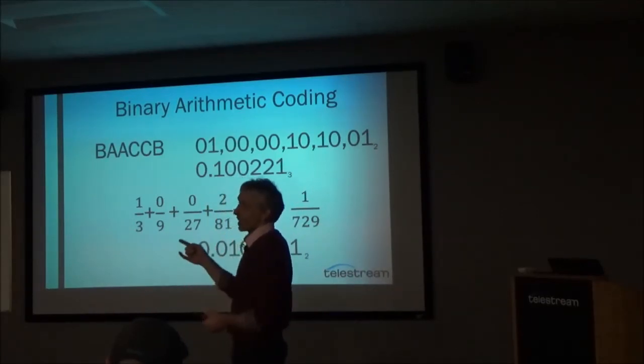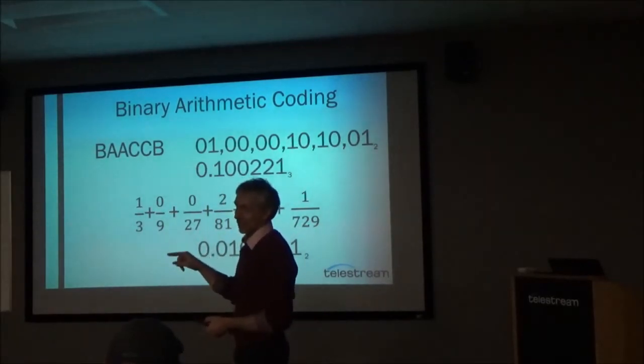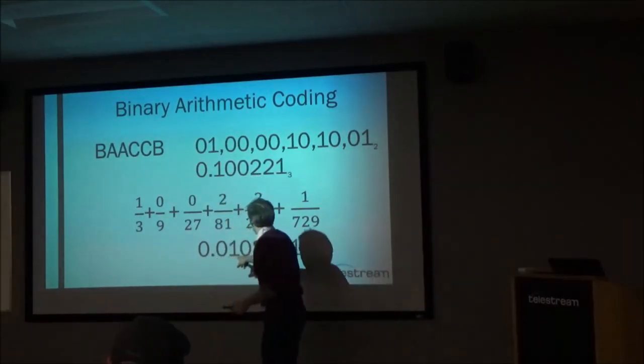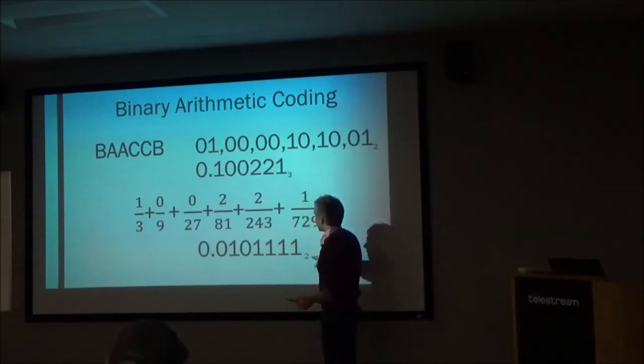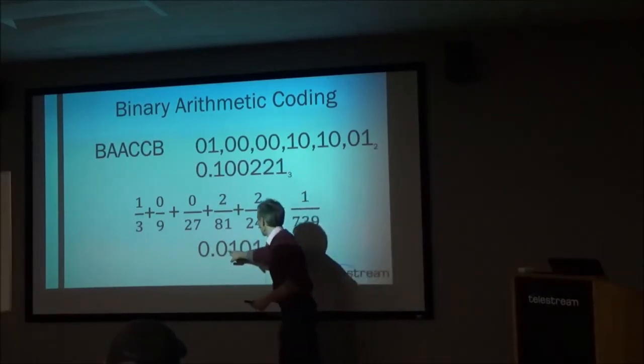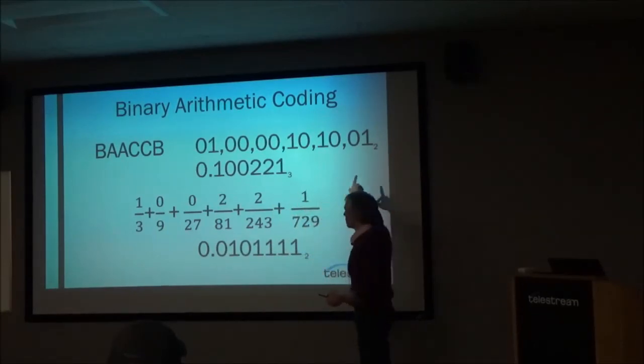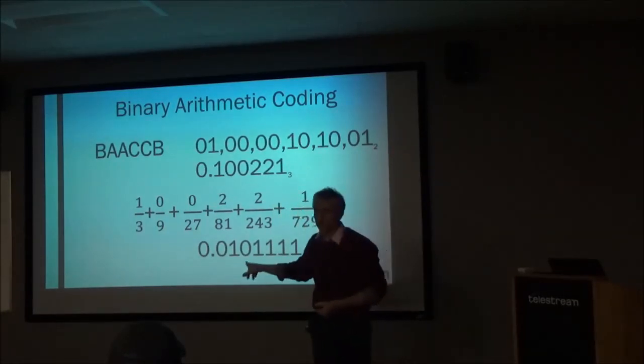Now, I could represent that same fraction between 0 and 1 as a binary number. This binary number here actually equates to the same number, give or take. And I can transmit that down the wire as 1, 2, 3, 4, 5, 6, 7 bits instead of the 12 that I would have originally.